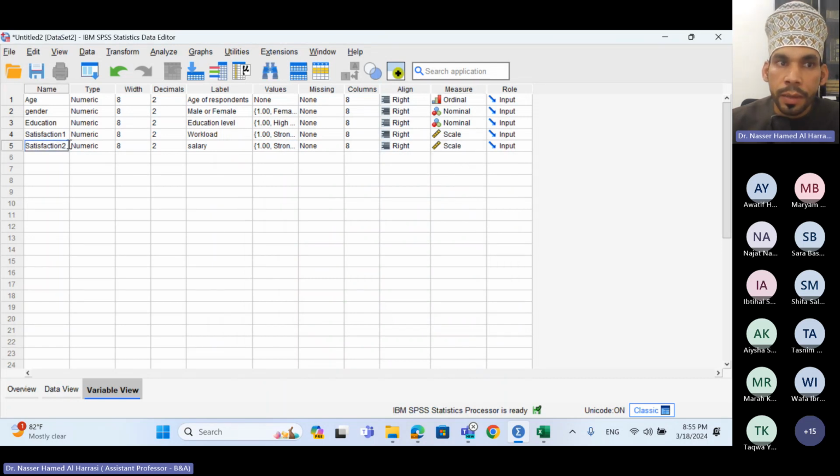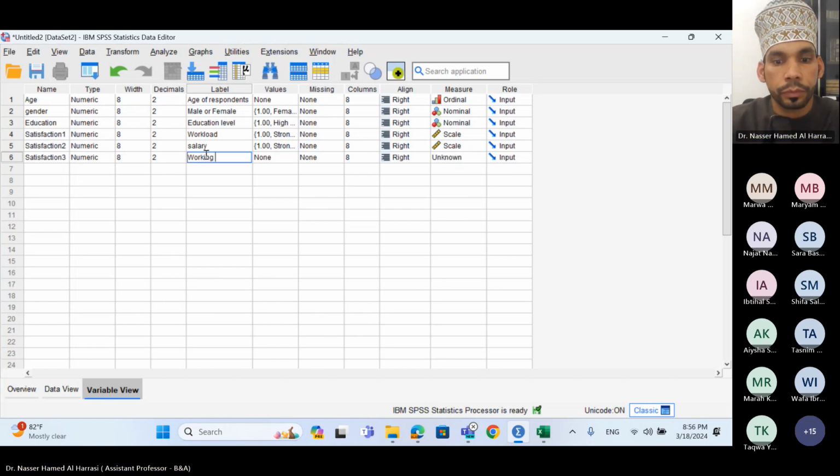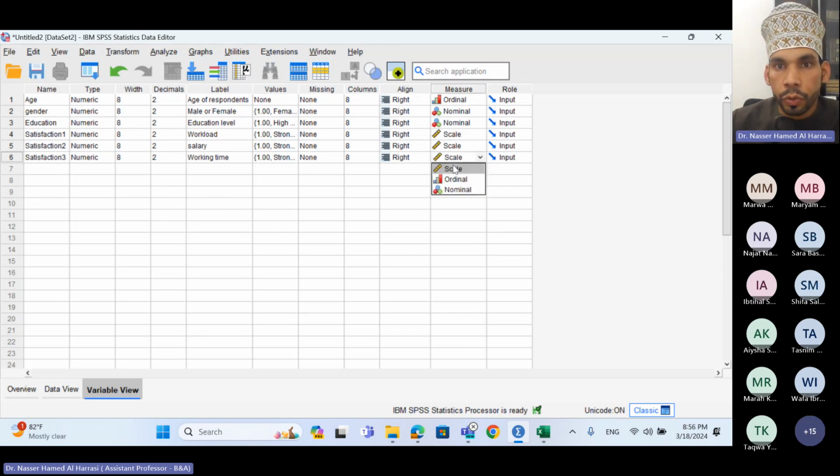Then satisfaction number 3, the item number 3, the same thing. Question number 3. For example, here I'm asking about working time, their satisfaction about the working time. Again, I'm going to copy and paste, Control C and Control V. Then here I'm going to change it into scale. I have done with the 3 questions related to employee satisfaction. Now I'm going to move to the employee performance.